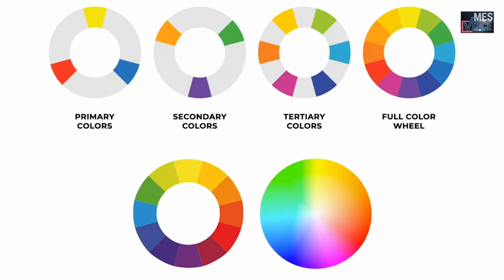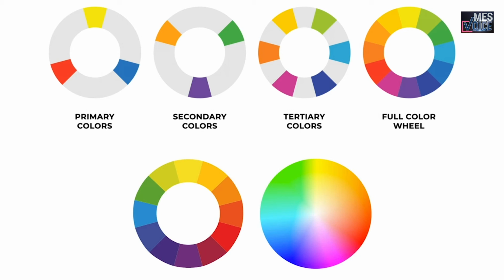In color, we have a color wheel which consists of 12 colors. The color wheel consists of primary colors, secondary colors, and tertiary colors. A primary color is a basic color in the color wheel. They are red, yellow, and blue.